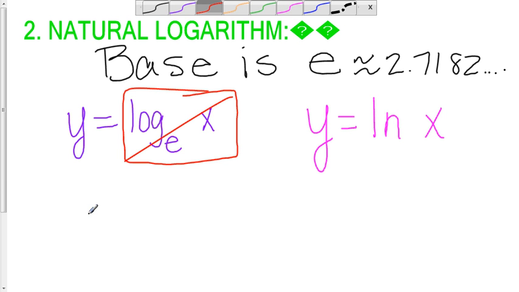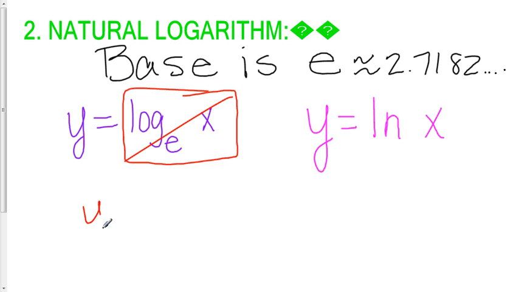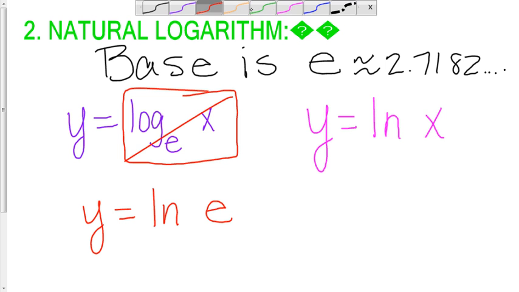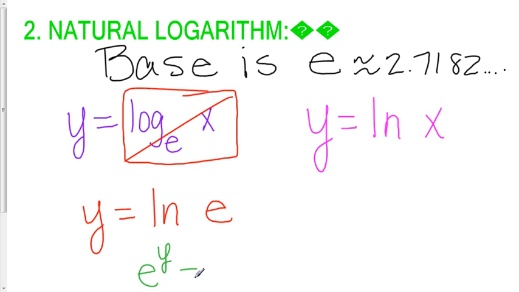So an example would be y equals ln of e. In this case, it's saying e to what power is equal to e. And that would be 1.